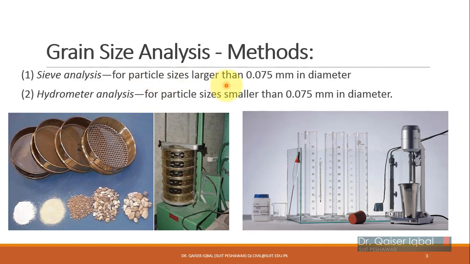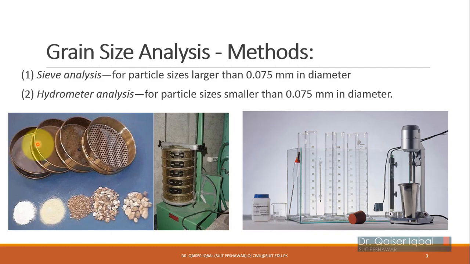So this is usually used for particle sizes greater than 0.075 millimeter, because this is the smallest sieve which we use. We call this sieve number 200. So this is what we use for the smallest. The largest, for the gravel, we use an 80 mm sieve, which I will discuss in a while. The particles which are smaller than 0.075 are difficult to sieve because the sieve size becomes so small.